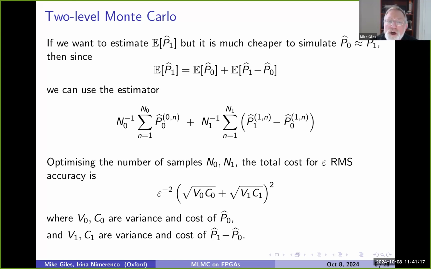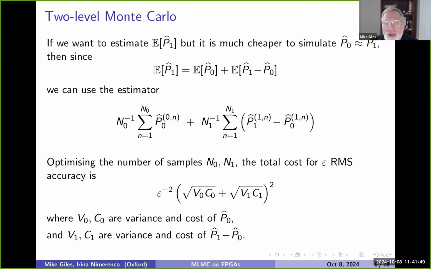And why is this good? Well, n0 will be comparable to the number that we would normally use, but each of those P0 calculations is very cheap, has a very low cost. If P0 really is a close approximation to P1, then P1 minus P0 is small, and therefore its variance is small. And therefore, we don't need a very large n1 to accurately estimate the expected value of the difference.